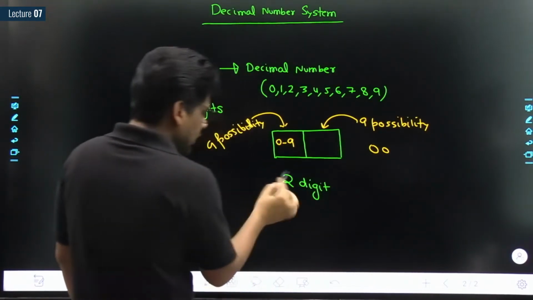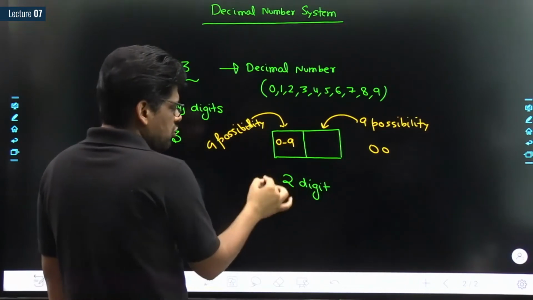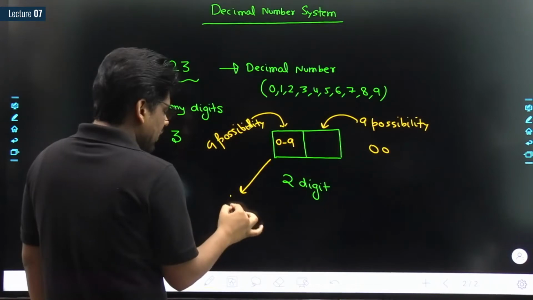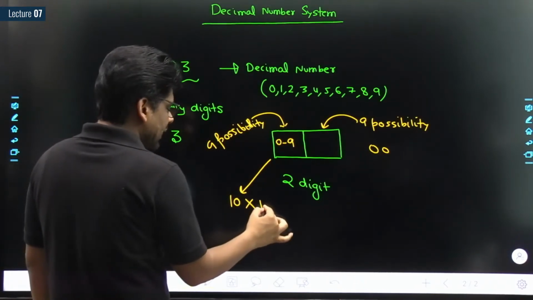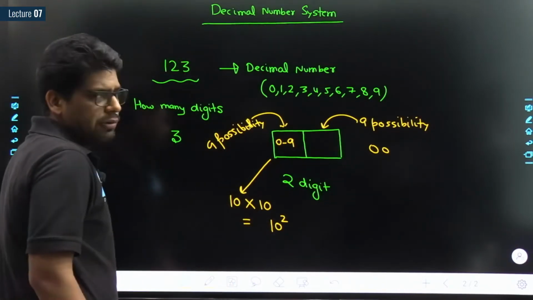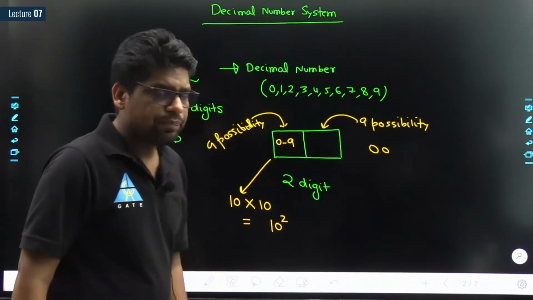That means what are the different possibilities for a 2-digit decimal number? Sir, total 10 possibilities for the first digit and 10 possibilities for the second digit. That means how many 2-digit numbers can be formed? Sir, 10 to the power 2. Okay.